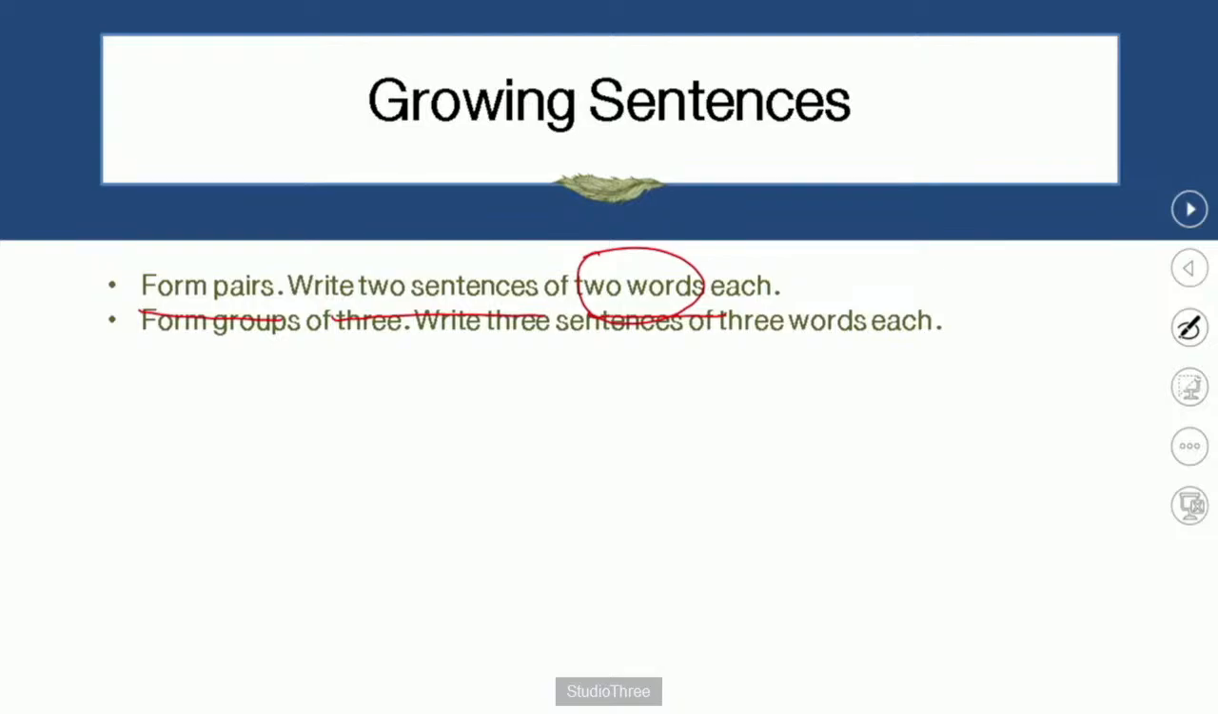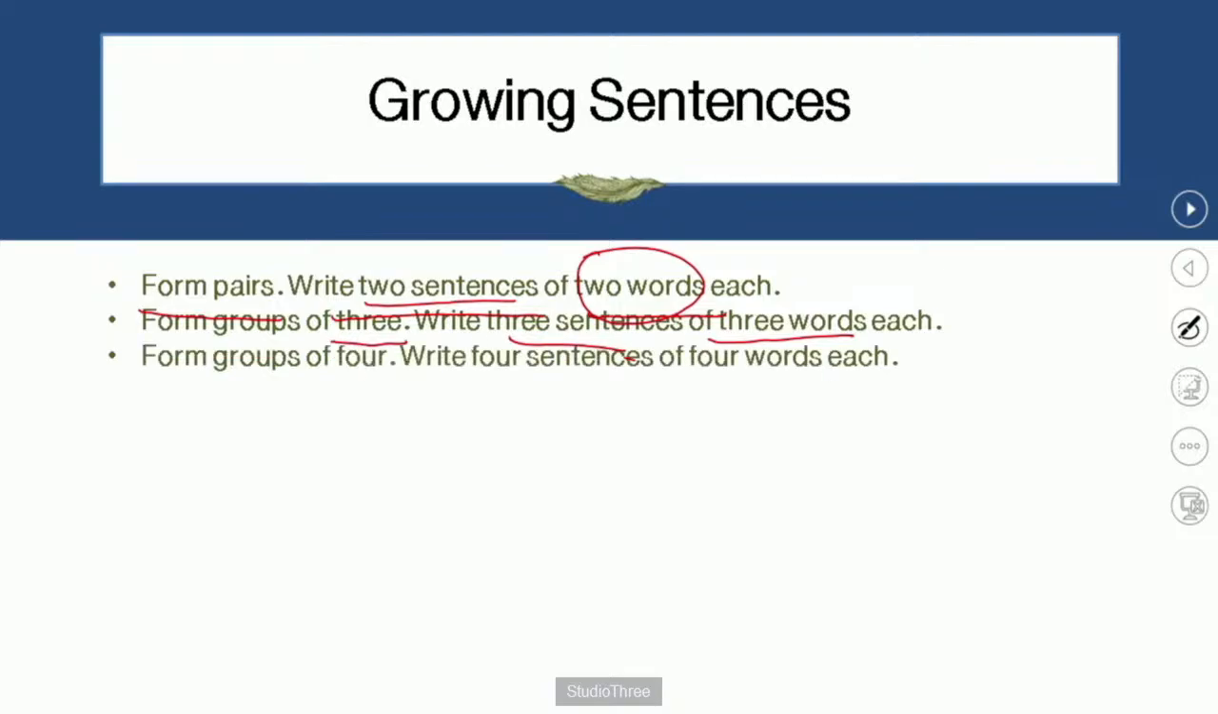Form a group of 3, means you have to use 3 students or 3 friends and write sentences using 3 words and 3 sentences. First 2 sentences with 2 words, and now 3 sentences with 3 words each. Means if you choose 2 friends and along with you, you become 3, and you must use 3 words and make meaningful sentences from these 3 words.